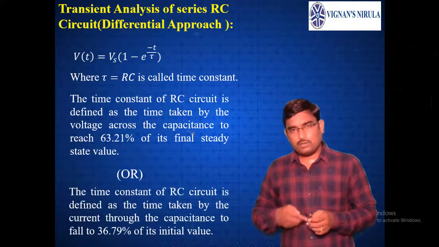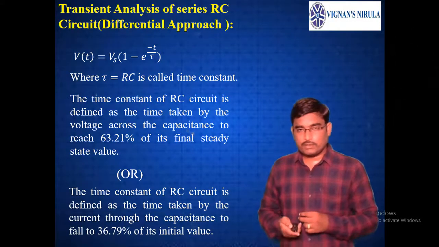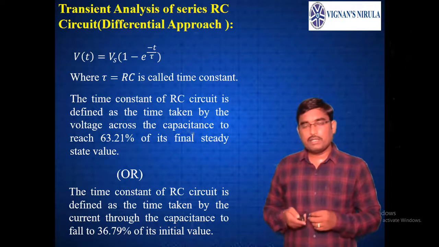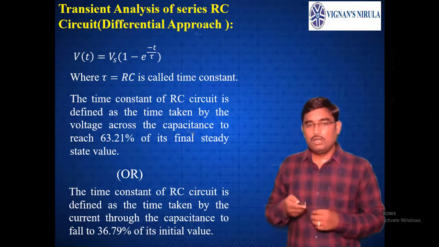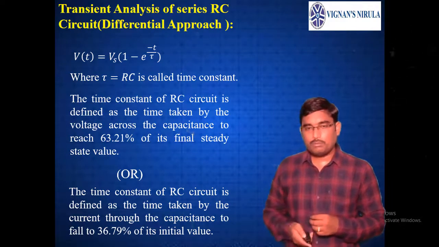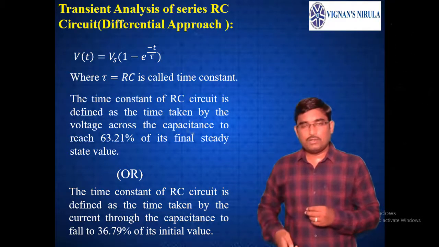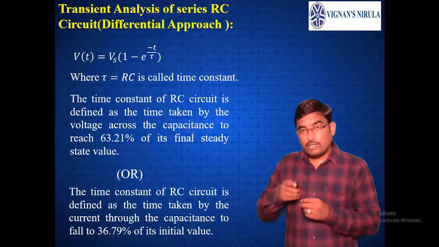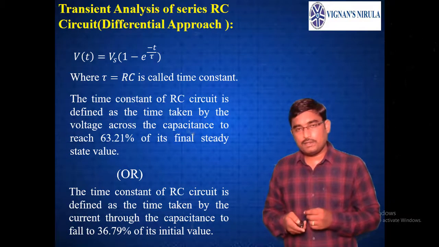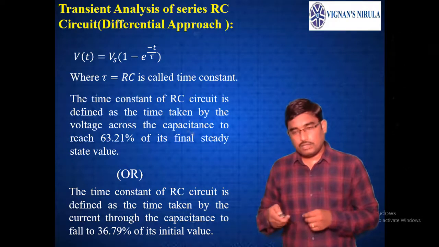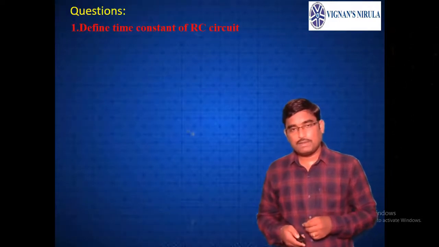Or you can also define the time constant of an RC circuit as the time taken by the current through the capacitance to fall to 36.79% of its initial value. So initially it will be 100%. So the time taken for the current to fall to 36.79% of its initial value, that time is also said to be the time constant for an RC circuit.